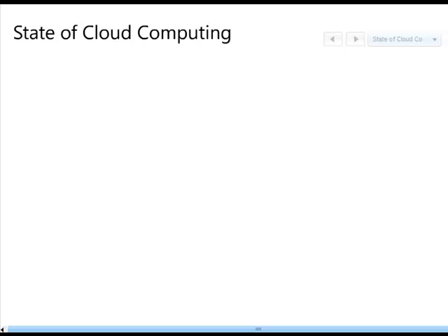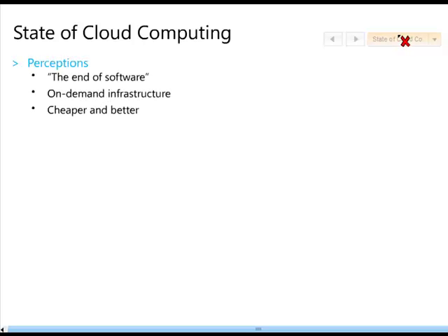Now let's focus on the current state of cloud computing. There are certain perceptions about cloud computing, like somebody tells it is the end of software and everything will be a service. Someone tells on demand infrastructure, everything will be on demand. You don't have to create your own infrastructure. It's cheaper and better.